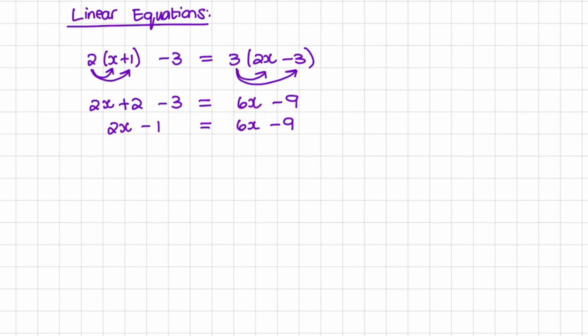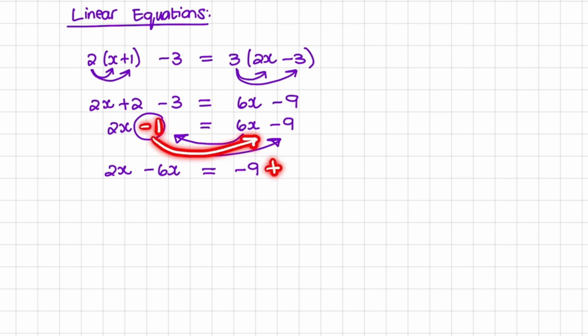Now what I would like to do is move all the terms of x to the left and all the constant values to the right. So if I move 6x over to the left, it will become negative 6x. And if I move the negative 1 to the right side, it will be plus 1. And now I have like terms on the left and like terms on the right. So I can add or subtract these together.